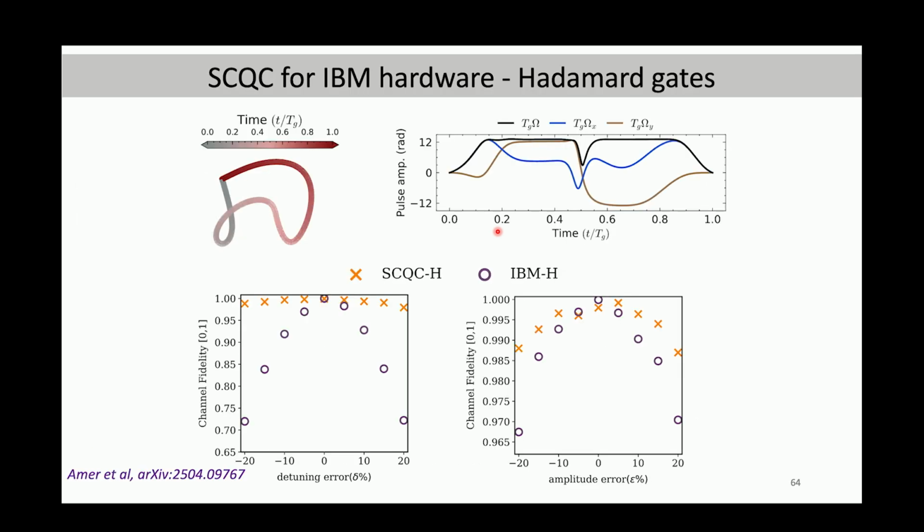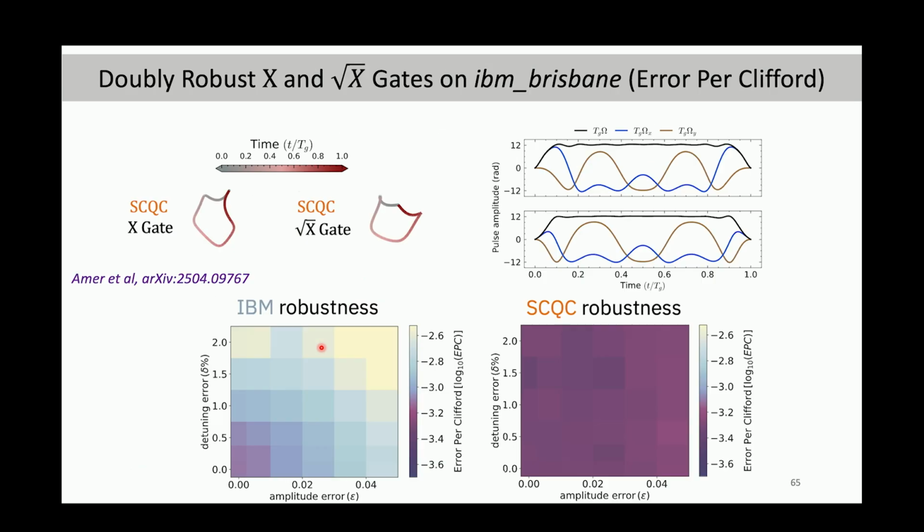So then they apply it to IBM hardware. They think about how to do the Hadamard gates. They find, sorry, of course, because it's on archive, it works better than the basic gates. But the most important thing is it should be more compatible to both detuning error and amplitude error. And notice how big this detuning error is. It's like 10% of the frequency of the qubit.